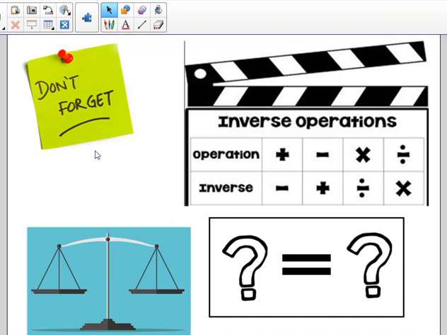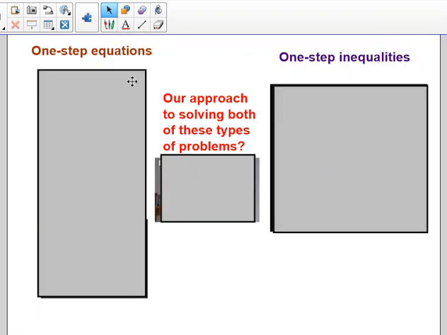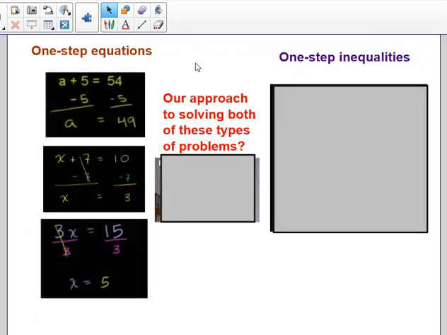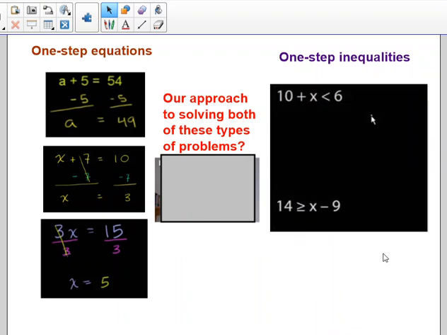Now, this was not in your notes, but this is just some reminders because we're going to call on these as we're going along. Now, one-step equations look like this, all right? Now, we've solved these. We remember how to solve them. We want to get the variable by itself, so we do the opposite of what's being done to the variable. Like we subtract 5 on both sides. We subtract 7 on both sides. Right here, we would divide by 3 on both sides. So that's how we solve the one-step equations. One-step inequalities are pretty much going to be the same approach, all right?